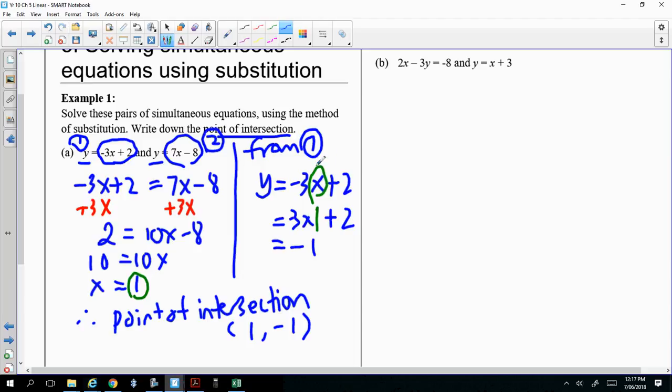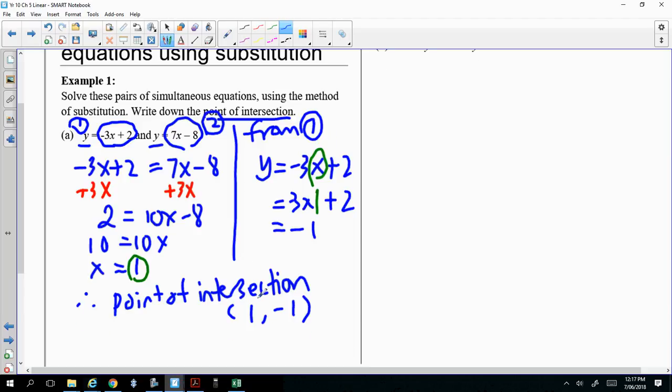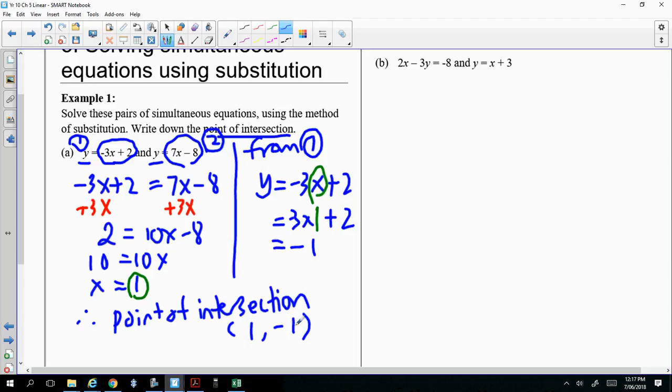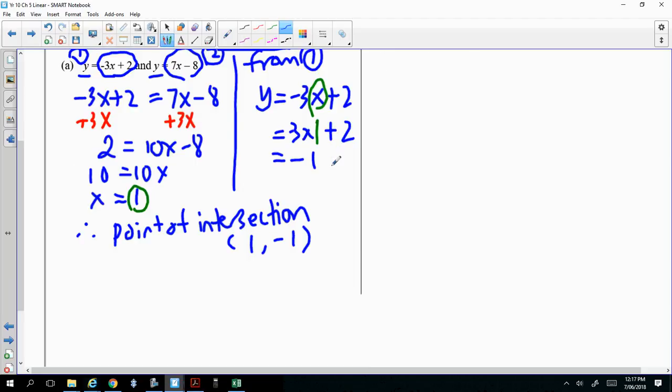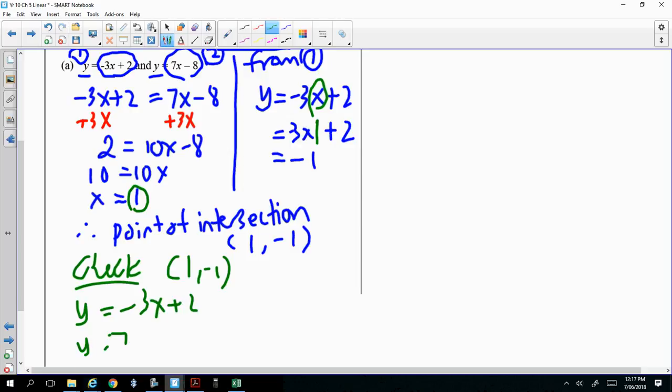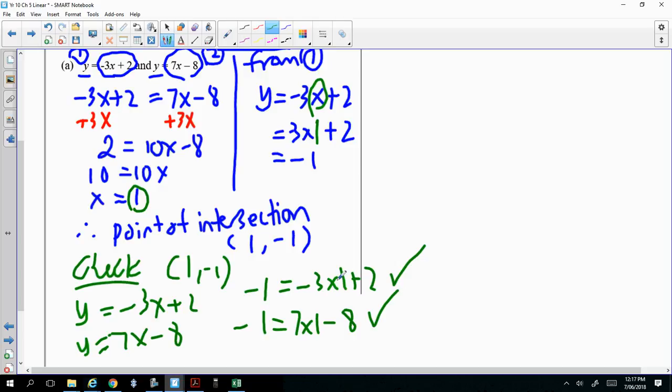Alright, so we just solved it. Actually, before I continue, if you want to check whether your answers are right, just substitute this point into these two equations to check. Then you know whether you got it right. To check my answer, you just have to substitute 1, negative 1 into equation 1 and equation 2, and check whether it works. For the first one, negative 1, does that equal negative 3 times 1 plus 2? It works. And the second one, negative 1 equals 7 times 1 minus 8. It works. Both equations work. So you can check it in the exam.